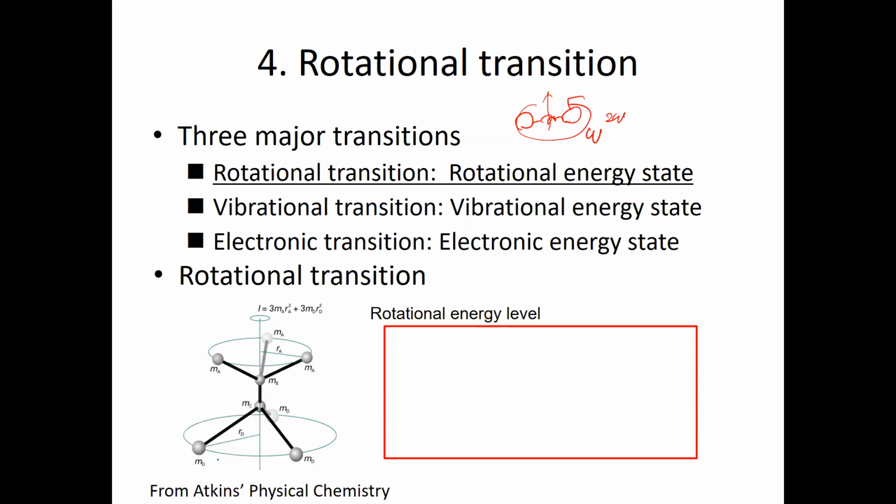First, the traditional way, the rotational energy can be described as E equals 1/2 I omega squared. And I is the inertia moment, and omega is the angular frequency.